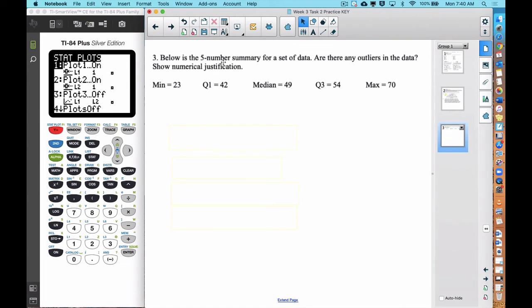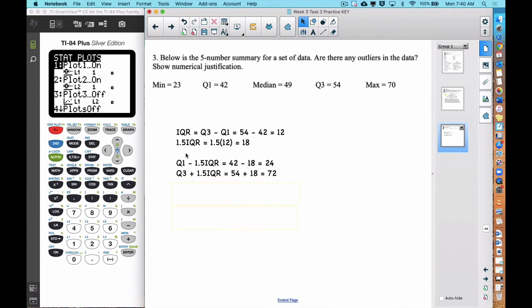And then below is the 5-number summary for a set of data. Are there outliers? So this one's a little bit different. We don't have the actual individual data points, but we actually still can at least identify whether there's some outliers or an outlier possibly. Steps start the same way. Find IQR and 1.5 IQR.